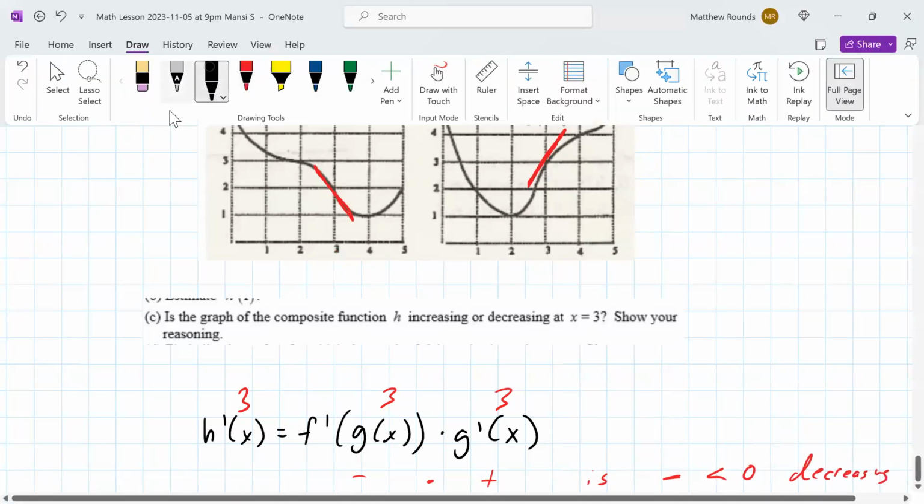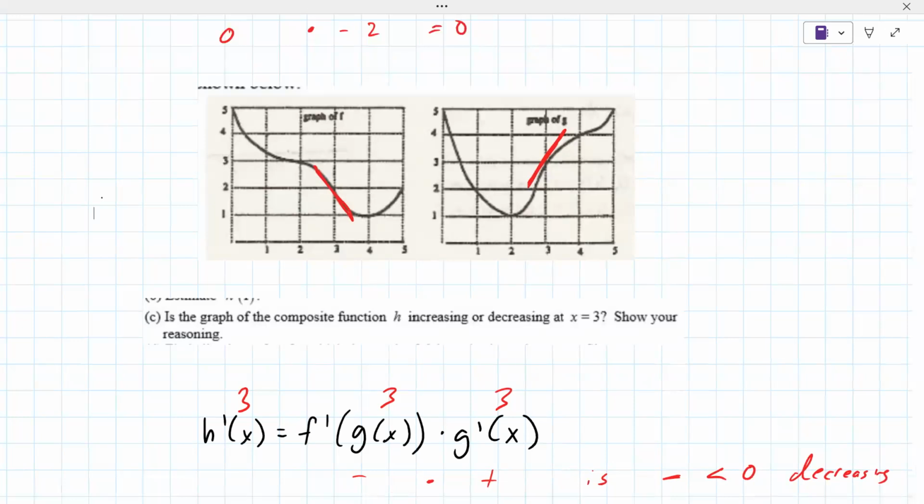Decreasing. Perfect. All right. Well, I hope you guys get to the calculus BC stuff soon. This is definitely not it. We're going to go ahead and stop here for tonight.